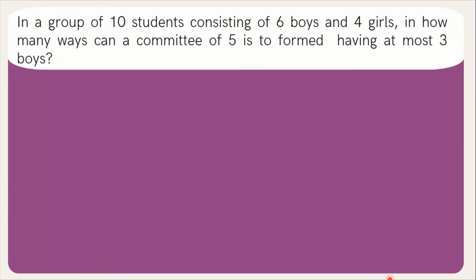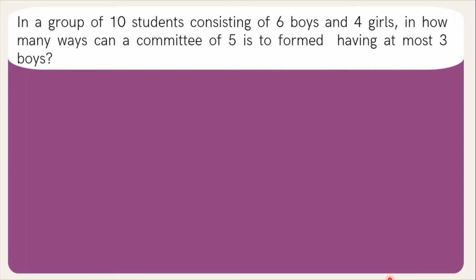What if we have this word problem? In a group of 10 students consisting of 6 boys and 4 girls, in how many ways can a committee of 5 is to be formed having at most 3 boys? So, ibig sabihin, bubuo tayo ng group of 5 from 10 students. Pero ang condition natin ay at most 3 boys lang. So, ibig sabihin, ang pinakamaraming bilang ng boys na sa bubuin nating committee ay 3. So, pwedeng 3 boys, 2 boys, pwedeng 1 boy.